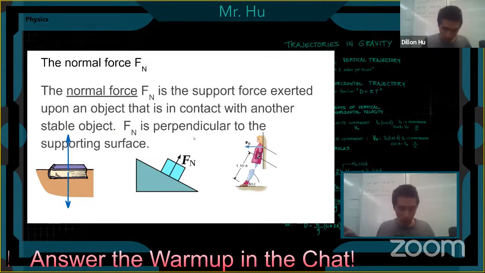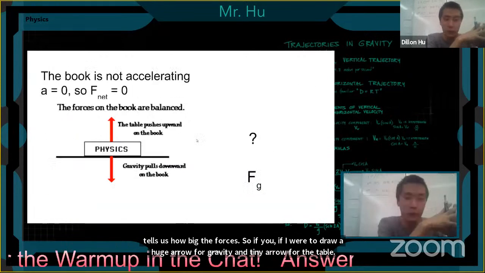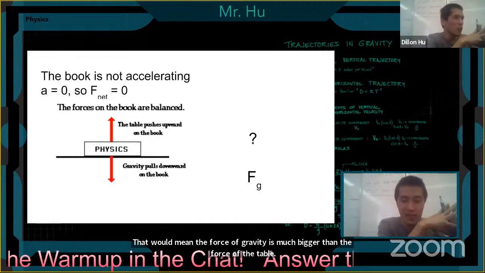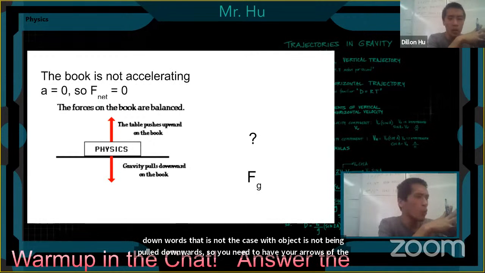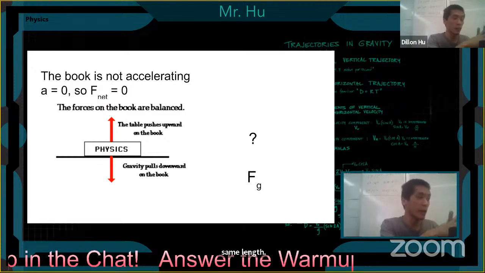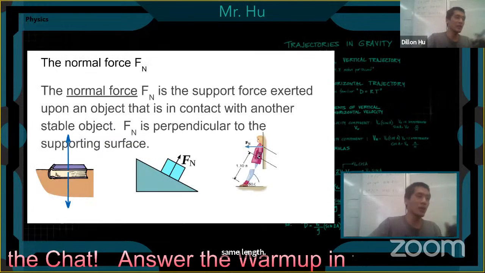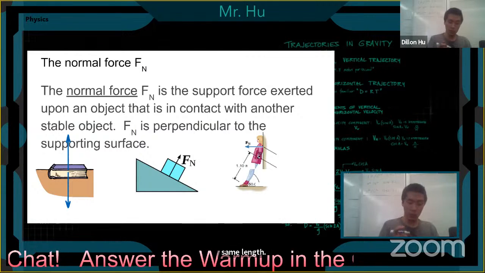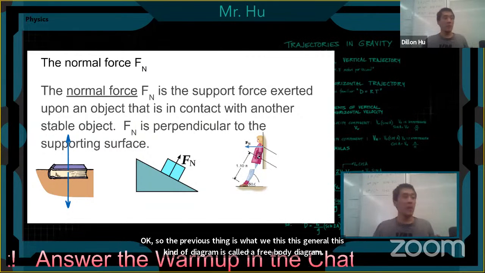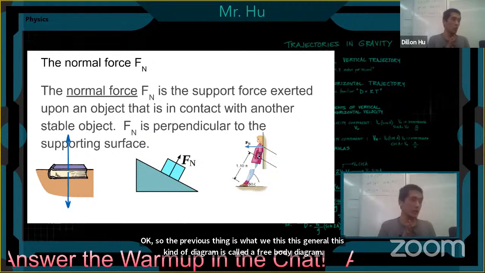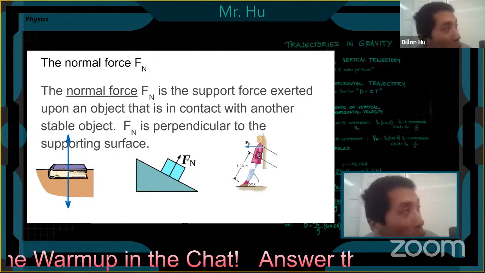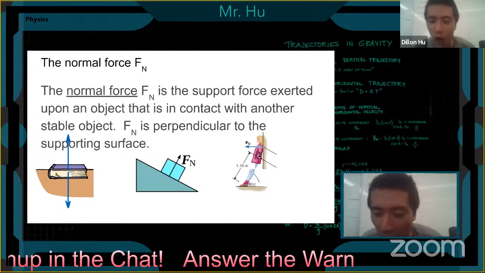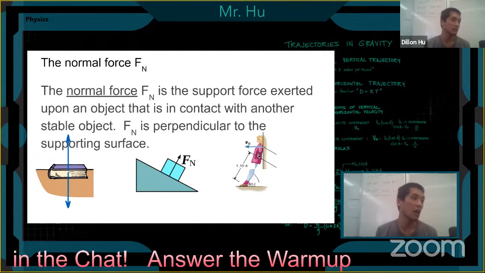Okay, so this kind of diagram is called a free body diagram. I will introduce it in a second, but this is the general concept. It's very important. And as part of the free body diagram, one of the main forces is the force called the normal force. The normal force is the support force an object exerts on another object.